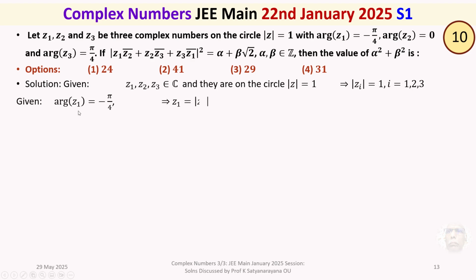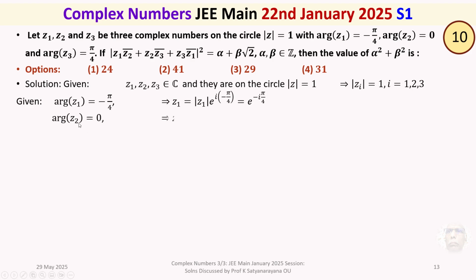Given the argument of Z1 is equal to -π/4. Now recall, if the argument of Z is equal to θ, then what will be Z? Z will be r e^(iθ), where r is the modulus of Z. So, argument of Z1 is -π/4 implies Z1 is equal to |Z1| times e^(i(-π/4)). |Z1| is 1, therefore you get e^(-iπ/4).